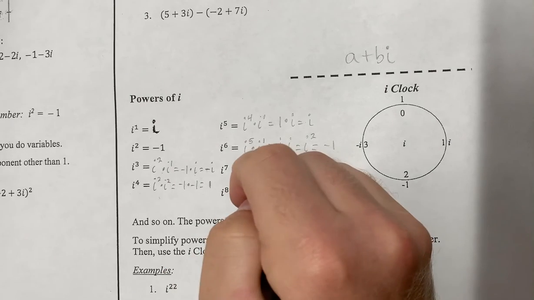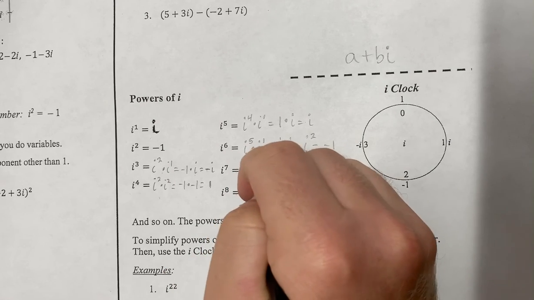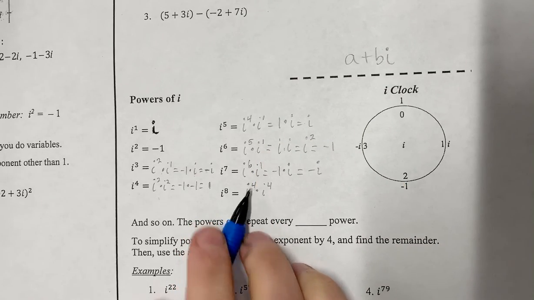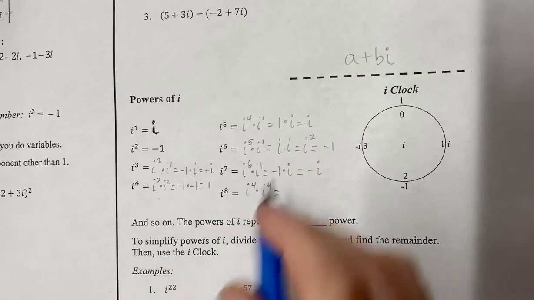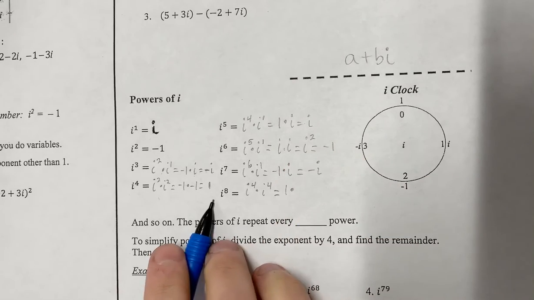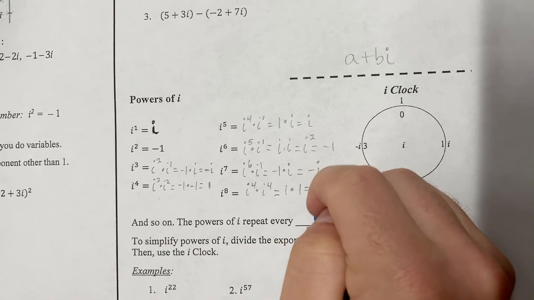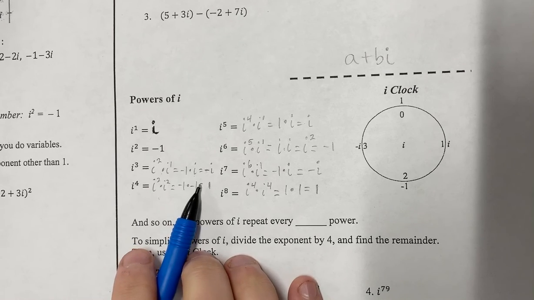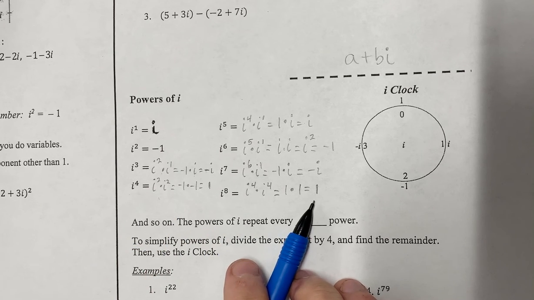i to the eighth would be i to the fourth times i to the fourth, because 4 plus 4 is 8. And i to the fourth was equal to 1, and i to the fourth is also equal to 1. And 1 times 1 is 1. So we see again, i to the fourth was 1, and i to the eighth was also 1.